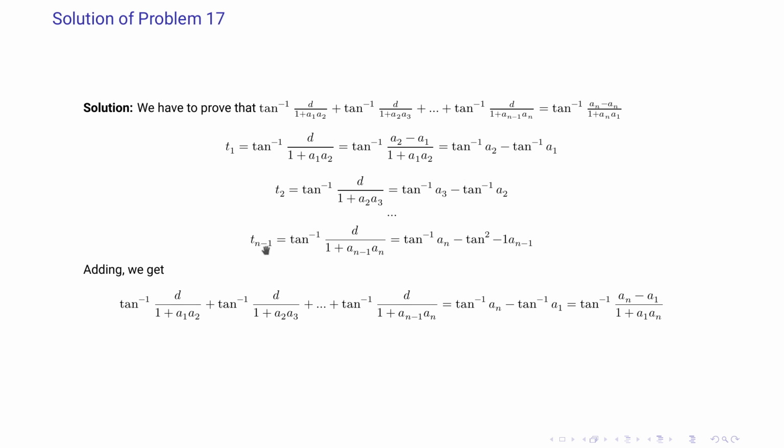We proceed this up to the (n minus 1)th term. So that would be tan inverse an minus tan inverse a(n minus 1). Now if you see this, tan inverse a2 will get cancelled, tan inverse a3 will get cancelled, and you proceed in this way, tan inverse a(n minus 1) will get cancelled. So the final result is tan inverse an minus tan inverse a1, which can be written as tan inverse an minus a1 by 1 plus a1 an.